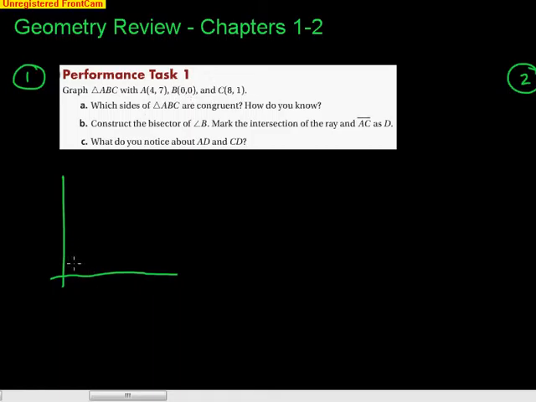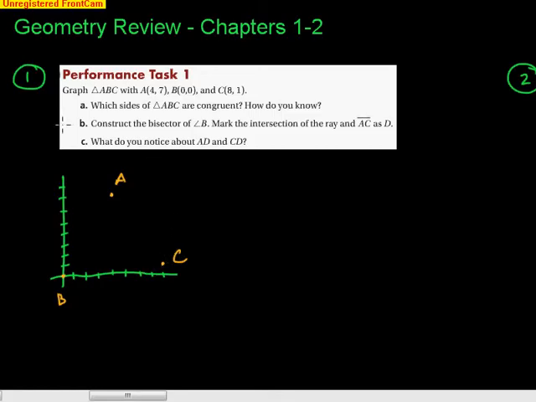And all I need to go is 8 in every direction. 1, 2, 3, 4, 5, 6, 7, 8. And the other way. 1, 2, 3, 4, 5, 6, 7, 8. Okay? And I'll graph this. A is at (4, 7). 1, 2, 3, 4. 1, 2, 3, 4, 5, 6, 7. There's A. B is at (0, 0). And C is at (8, 1).